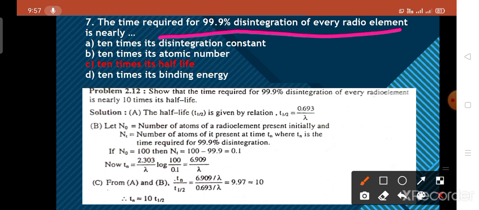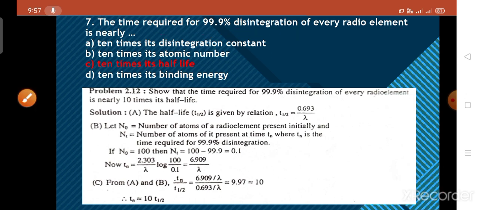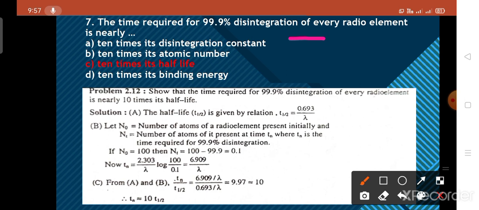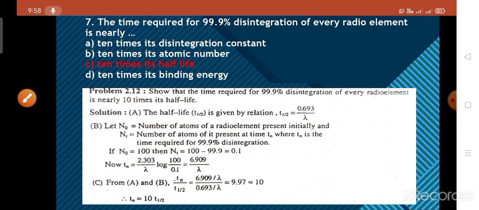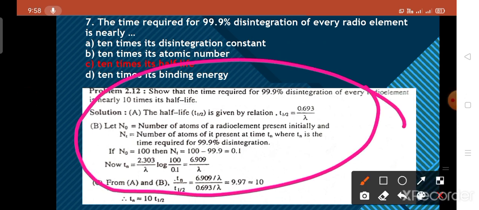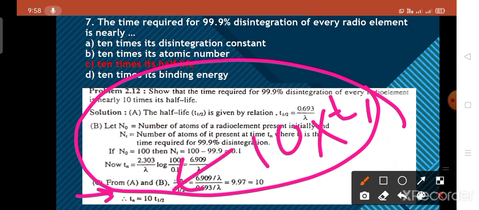Seventh example: the time required for 99% disintegration of every radio element is nearly. There are 4 options. First option is 10 times its disintegration constant, then 10 times its atomic number, 10 times its half-life, and 10 times its binding energy. But A, B, and D options are excluded, and C option is the correct option. We can see with the help of this problem. Here T half is nothing but the half-life time.